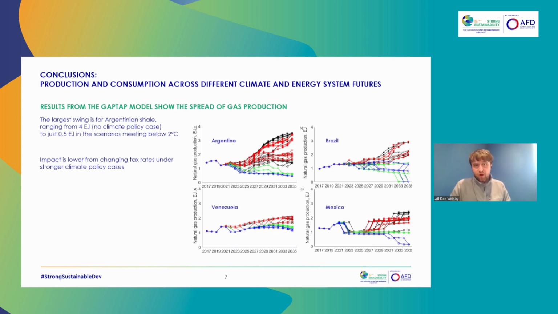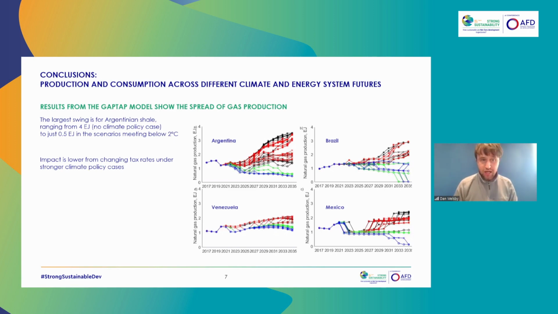And that's really driven by variations in the amount of shale gas production in Argentina, depending on the level of climate ambition that we imposed on the modeling. So if you look in the top left-hand corner of this four panel figure, you can see that in the NDC, which is the red lines, and in the reference scenarios, which is the black lines, in general, Argentina gas production is significantly higher than it is in the blue and the green lines, which is the 2 degree and the below 2 degree scenarios.